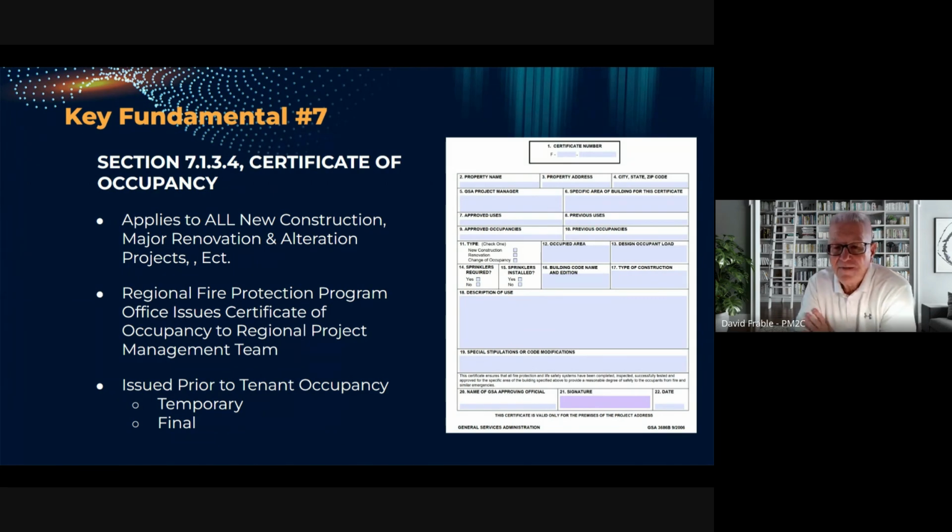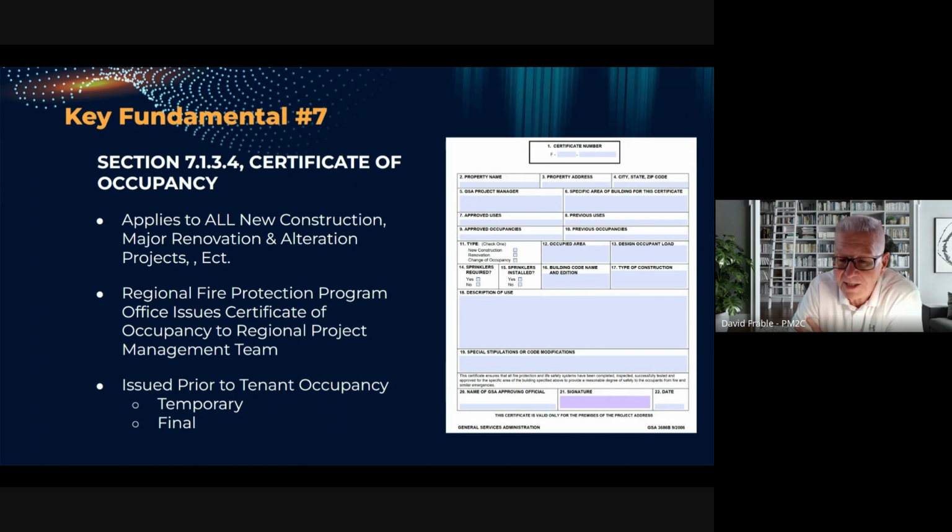The building certificate of occupancy ensures that all fire protection and life safety systems have been completed, inspected, successfully tested, and approved for the building to provide a reasonable degree of safety to the occupants from fire and similar emergencies.